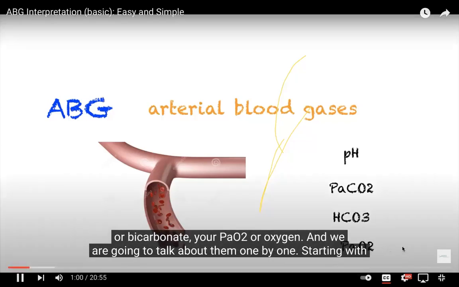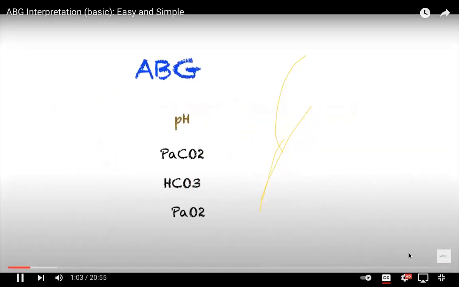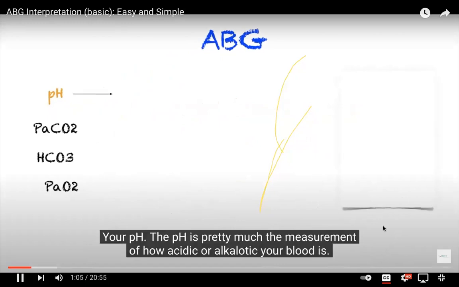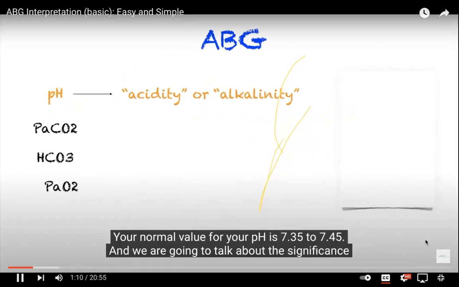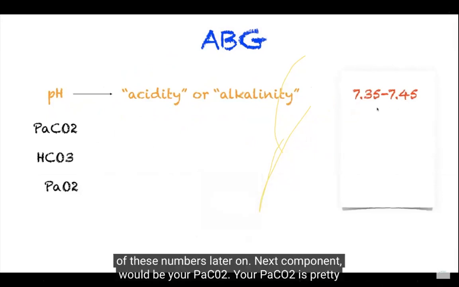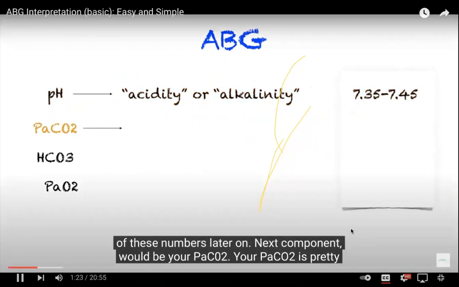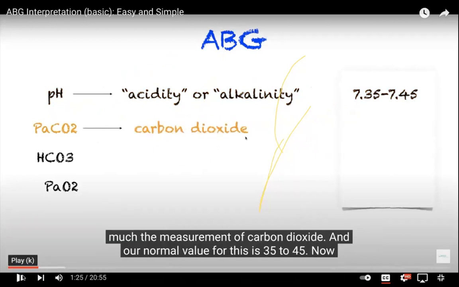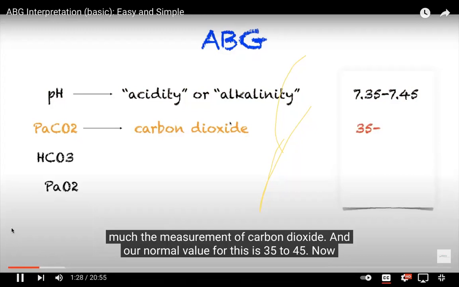And we're going to talk about them one by one, starting with your pH. The pH is pretty much the measurement of how acidic or alkalotic the blood is. Your normal value for your pH is 7.35 to 7.45, and we are going to talk about the significance of these numbers later on. Next component would be your PaCO2. Your PaCO2 is pretty much the measurement of carbon dioxide. Now, PA means partial pressure of arterial carbon dioxide. That's what that PA means. And our normal value for this is 35 to 45.